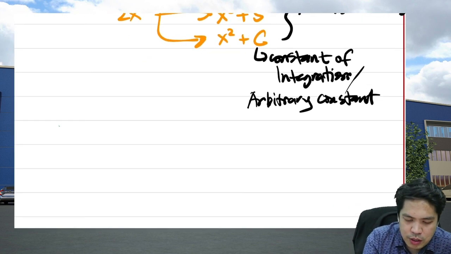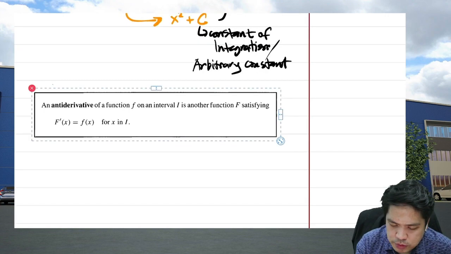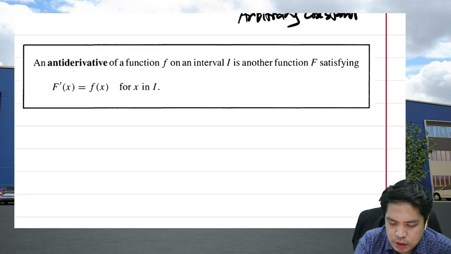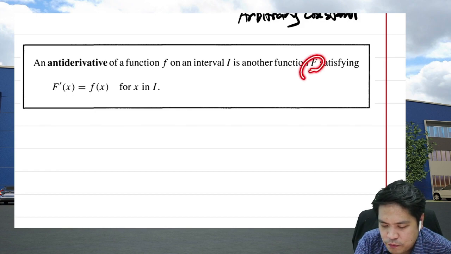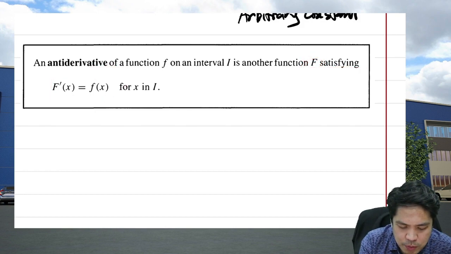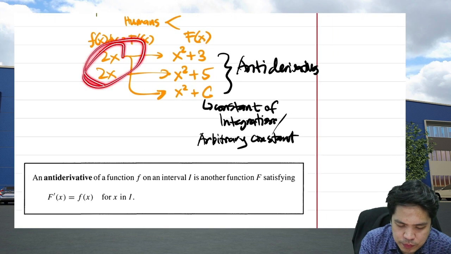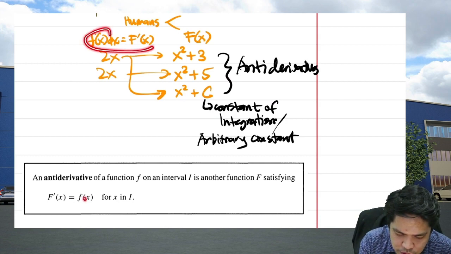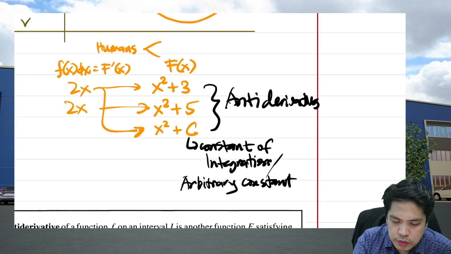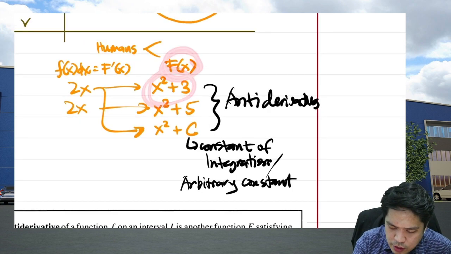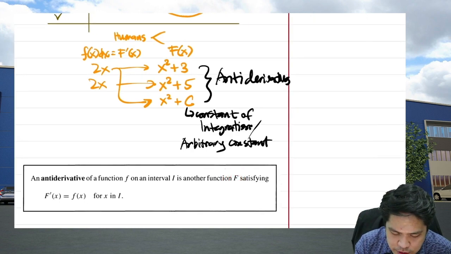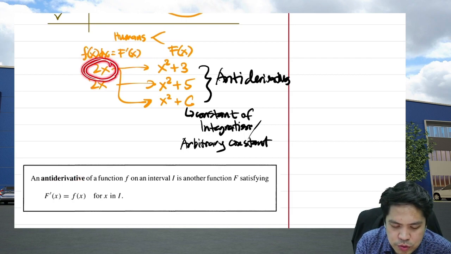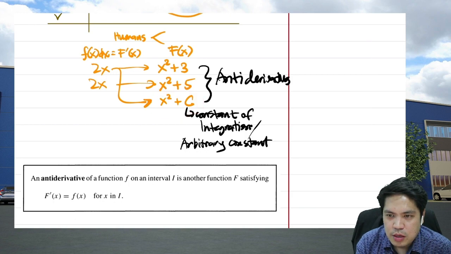Okay, so we now could define an antiderivative this way. An antiderivative of a function on an interval I is another function F satisfying this, that F prime of x is equal to the function itself. F prime of x is equal to f of x. This is now F of x, this F is the antiderivative of this function. Okay, so the antiderivative of 2x is x squared plus c.